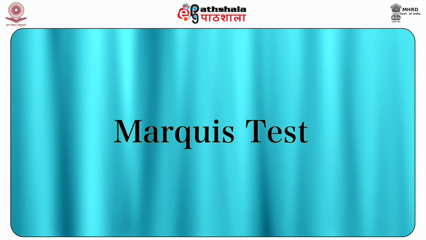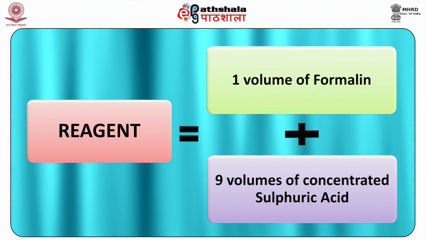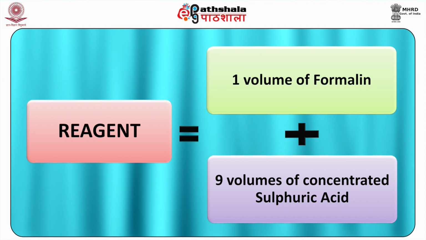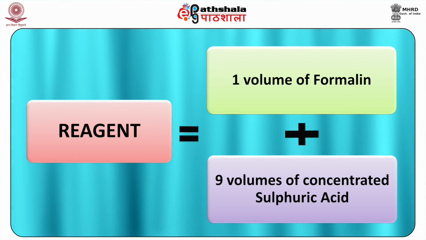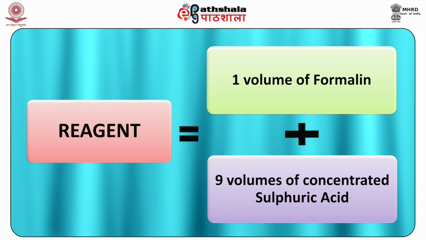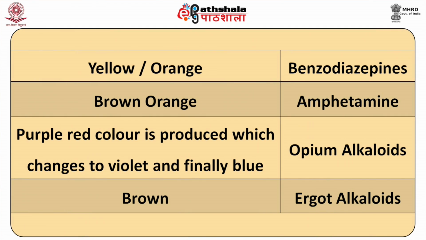Next is the Marquis test. For preparation of reagent, we have 1 volume of formalin added with 9 volumes of concentrated sulfuric acid. Yellow to orange color will be the presence for benzodiazepines, brown orange for amphetamine, purple red color is produced which changes to violet and finally blue is for the opium alkaloids and brown for the ergot alkaloids.